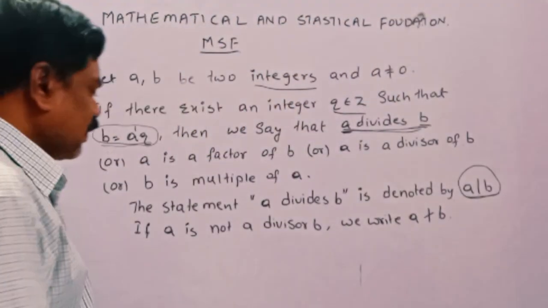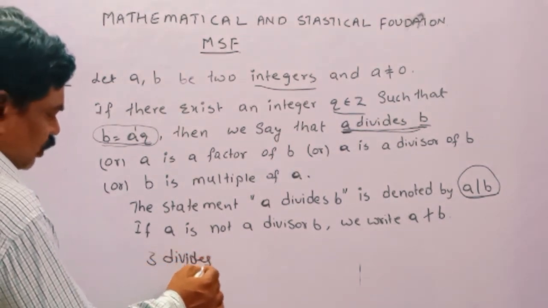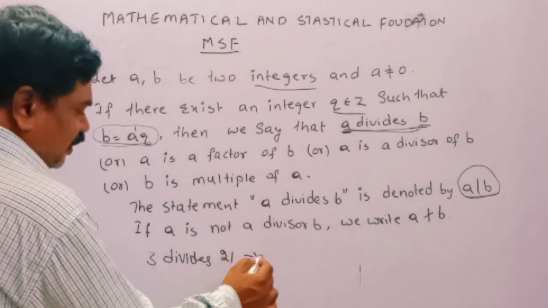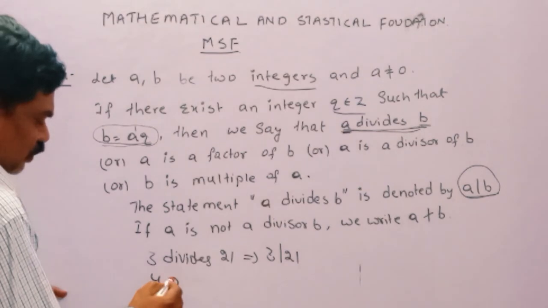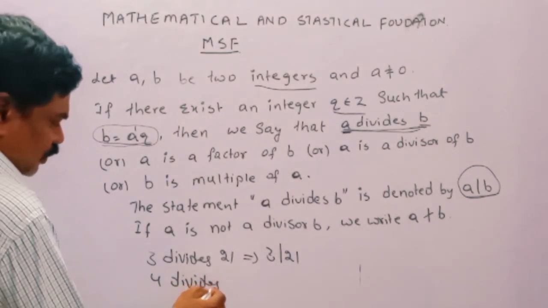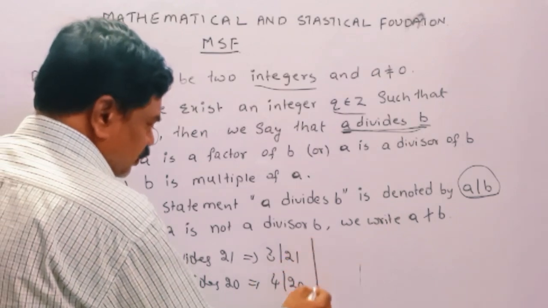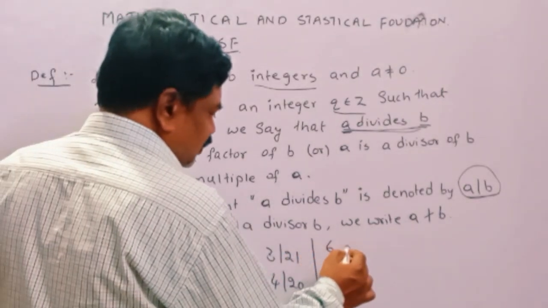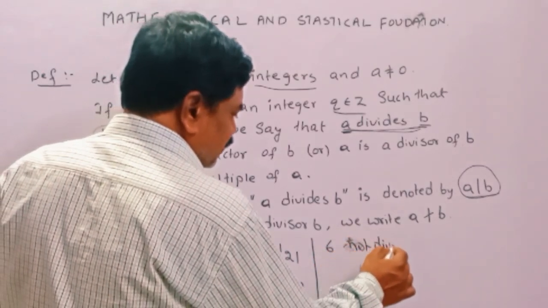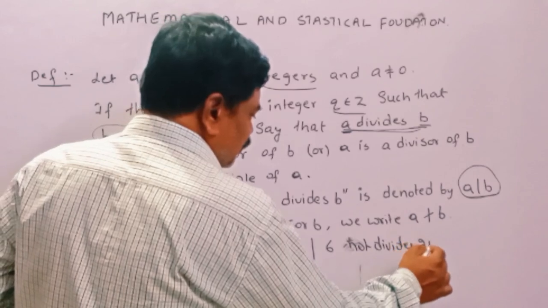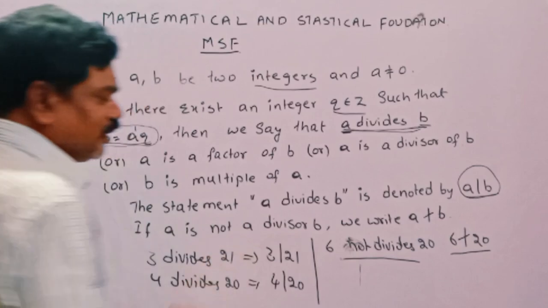Suppose 3 divides 21. This can be written as 3 | 21. Suppose 4 divides 20, written as 4 | 20. 6 does not divide 20, so 6 ∤ 20. Like this we can write.